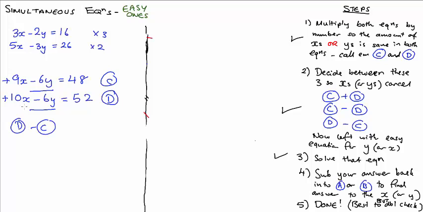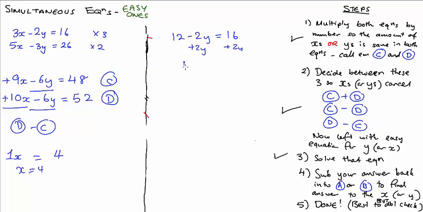Right, so this one, I'm going to end up getting 1x. It's just x. These are going to cancel. Then obviously I'll do 52 take away 48 as well, d minus c. So that gives me 4. So there you go, x is 4. Sorted. Now, use that to plug it in. I'll use the first one. So 3 times 4 is 12, minus 2y equals 16. I'm going to add 2y. Obviously, you could also take away 12 and then divide by minus 2.